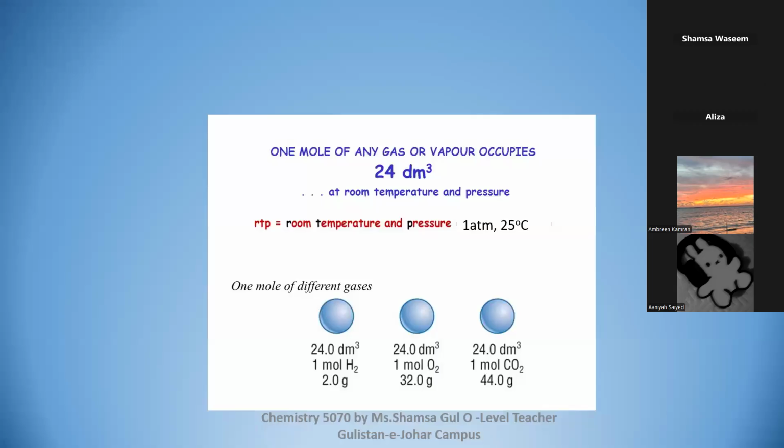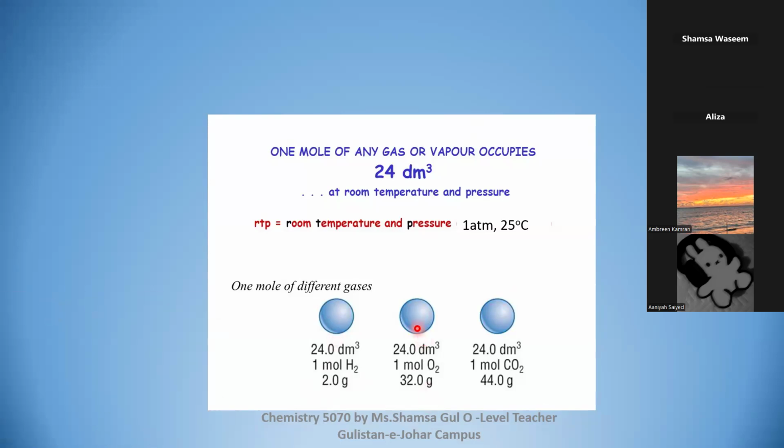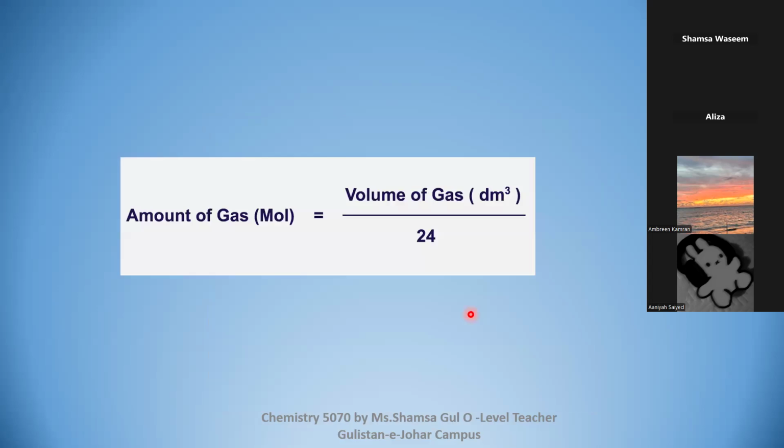All right, girls. This is what we have already discussed, that 1 mole of any gas occupies 24 dm³ at room temperature and pressure. If it's 1 mole of hydrogen gas, it's equivalent to its MR, that's 2 grams, and the volume occupied is 24 dm³. If it's 1 mole of oxygen, 24 dm³; 1 mole of carbon dioxide, 24 dm³. So 1 mole of any gas has a volume of 24 dm³, and we have deduced this formula as well.